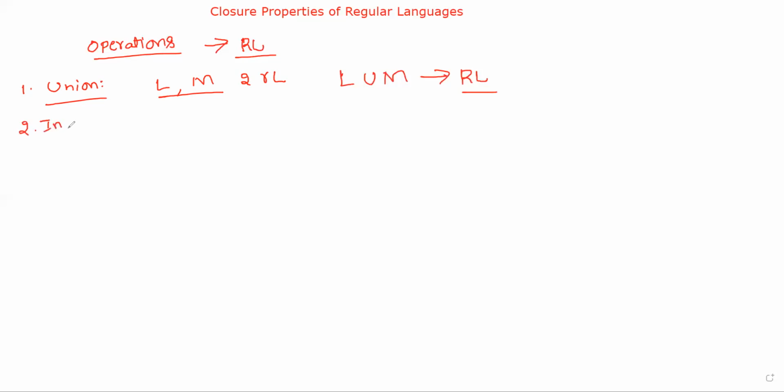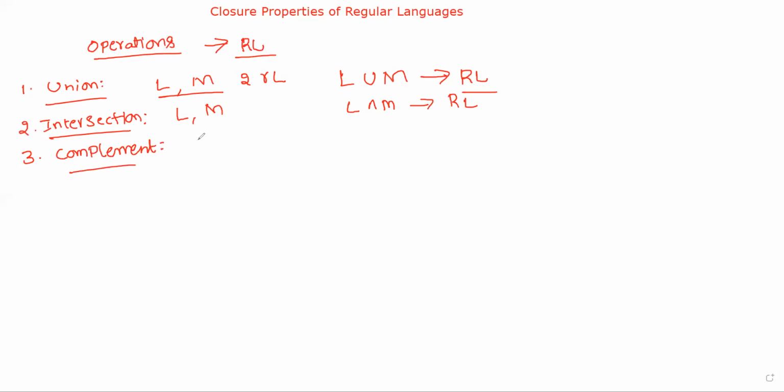Similarly, intersection. Here also assume L and M are two regular languages. What do you mean by intersection? The common strings that are present in both L and M. The intersection is also a regular language. This is another property. And the third one, complement.